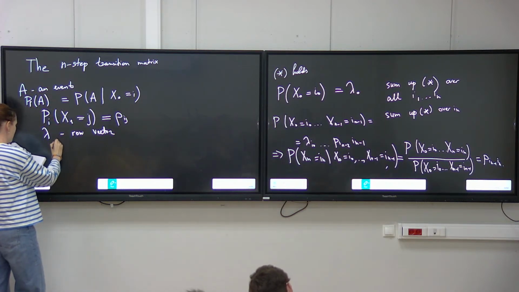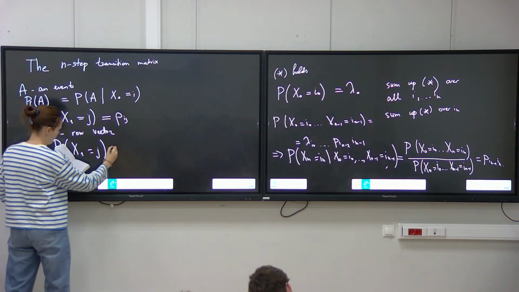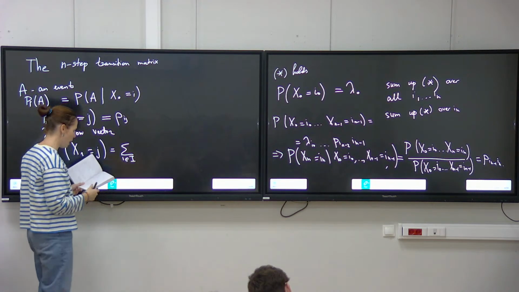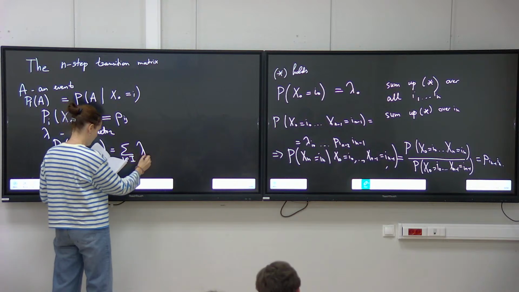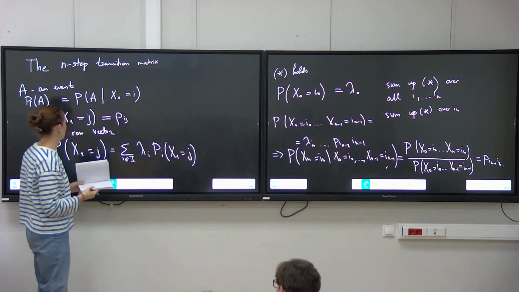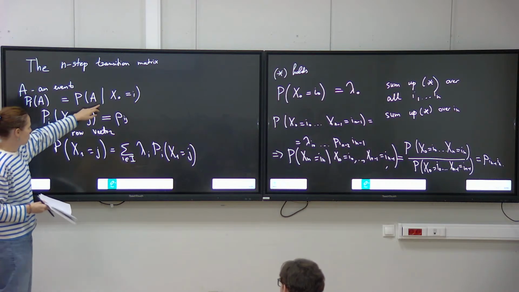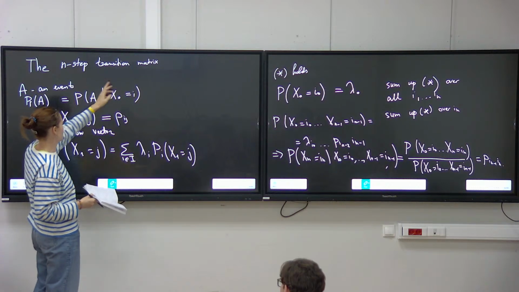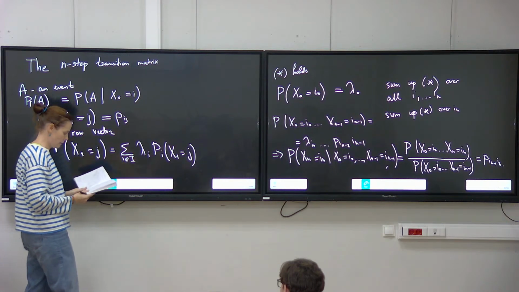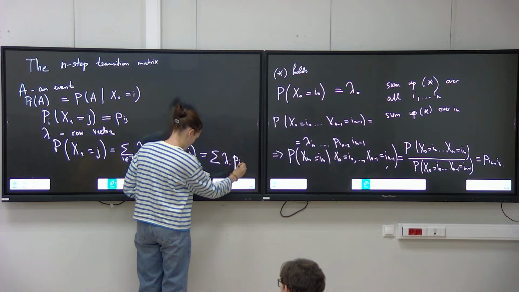So how can I express the probability of the fact that x1 is equal to j? We know what it is. It's the sum over all the possible outcomes of lambda_i P_i(x1 equal to j), right? Because we need to consider all the possible variants for x0 and then multiply each variant by this conditional probability and sum up. So that's what we get. And then we know that it's nothing else but the sum of lambda_i P_ij.